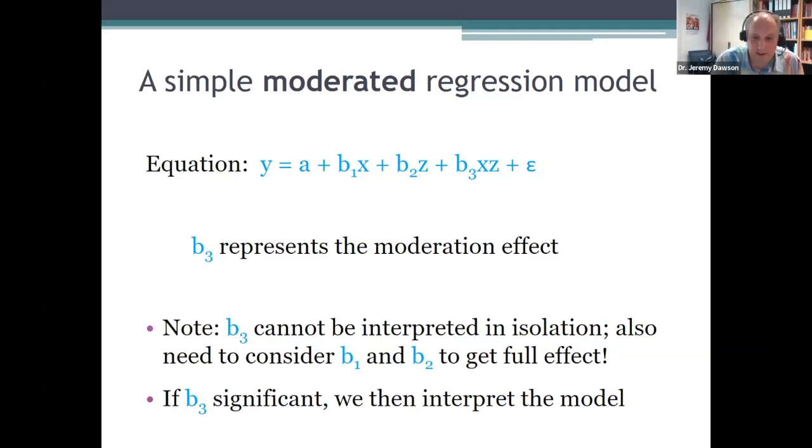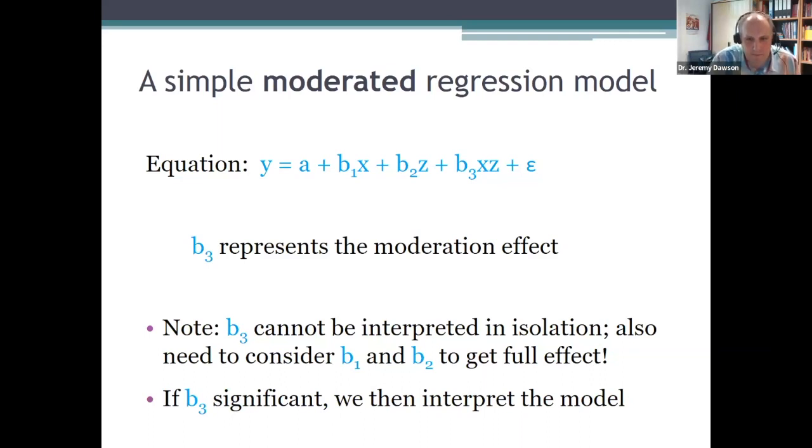Generally speaking, if b3 is significant, that means we would say there is significant moderation, and we would want to go on and interpret this. And just if you're wondering, that Greek letter at the end, epsilon, is what we often use as a residual. So that's not a part that we would interpret, but it's part of the model that would be estimated. So b3 represents the moderation effect. If it was that simple, then we wouldn't have to have a whole lecture on something like this. But it can't be interpreted in isolation, unfortunately. We need to also consider b1 and b2 to get the full effect. And we'll talk about what we mean by that in a moment.